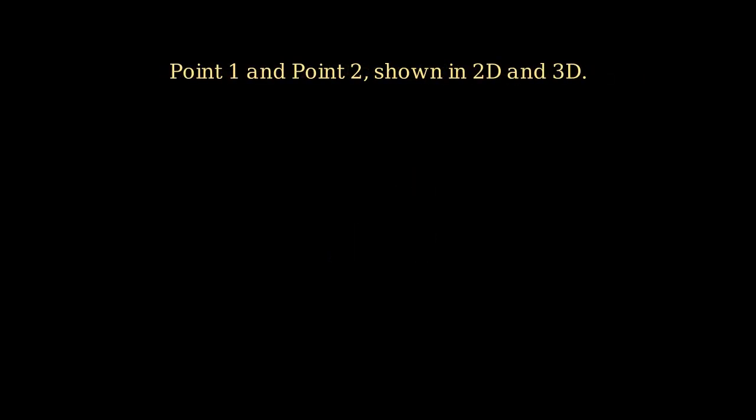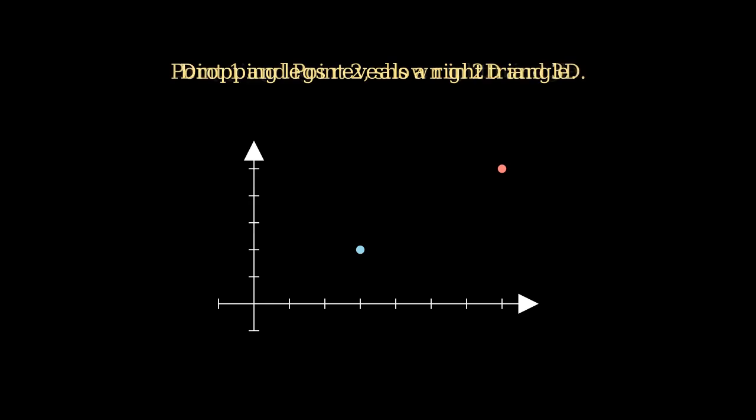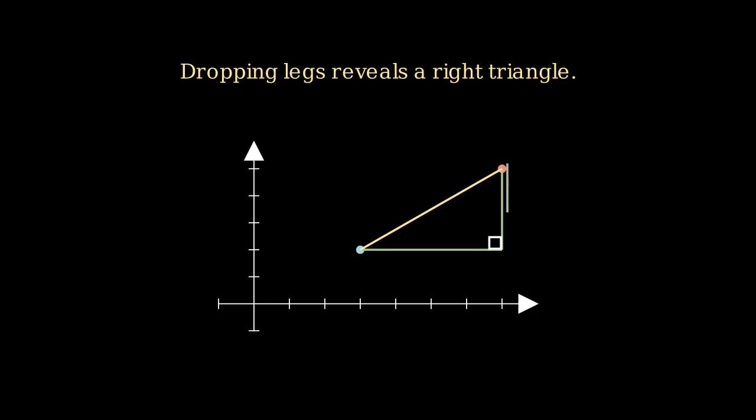Let's place 2 points on a grid, point 1 at x sub 1, y sub 1, and point 2 at x sub 2, y sub 2. We'll show this both as a flat 2D grid and as a tilted 3D view, so you can see the same 2 points from another angle. Now watch what happens when we drop a horizontal line from one point and a vertical line from the other until they meet at a corner.